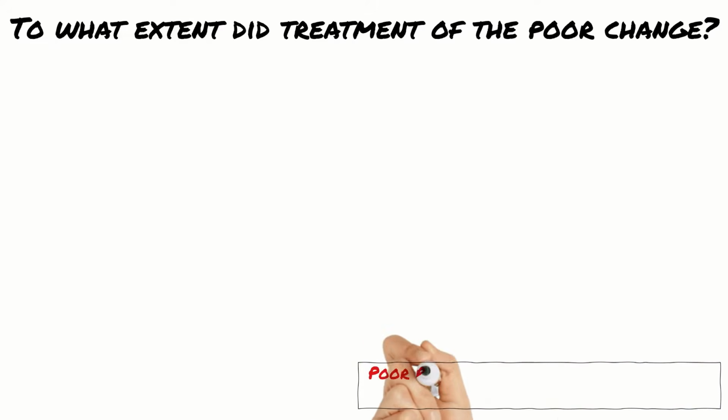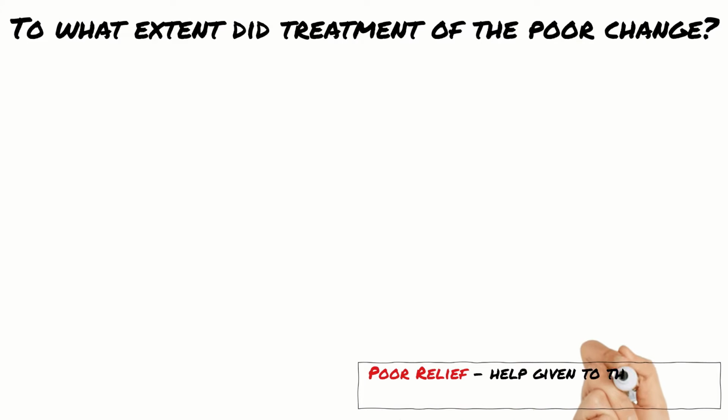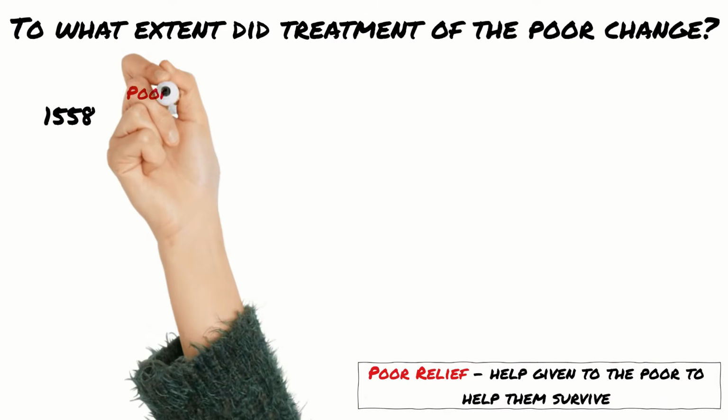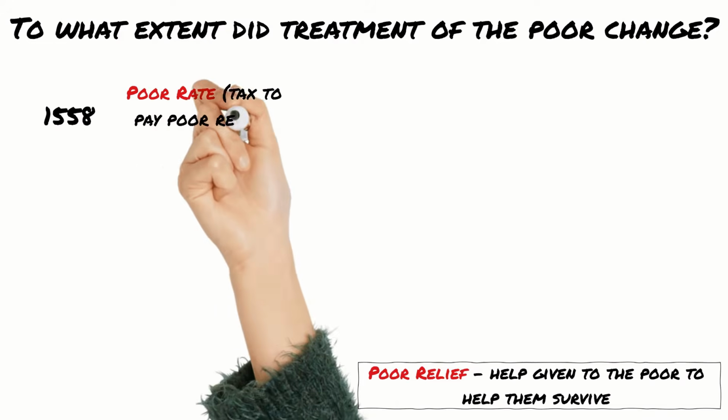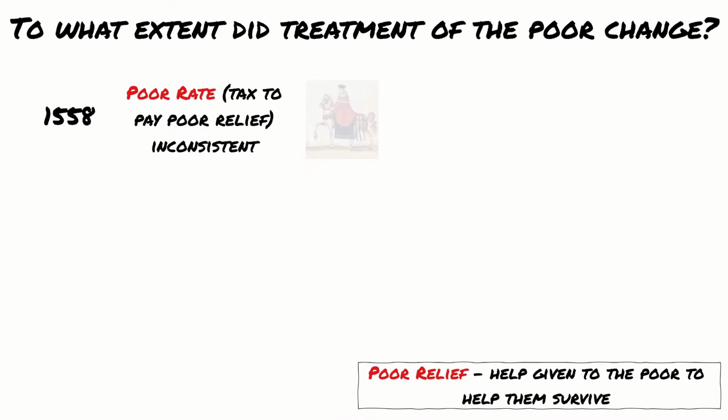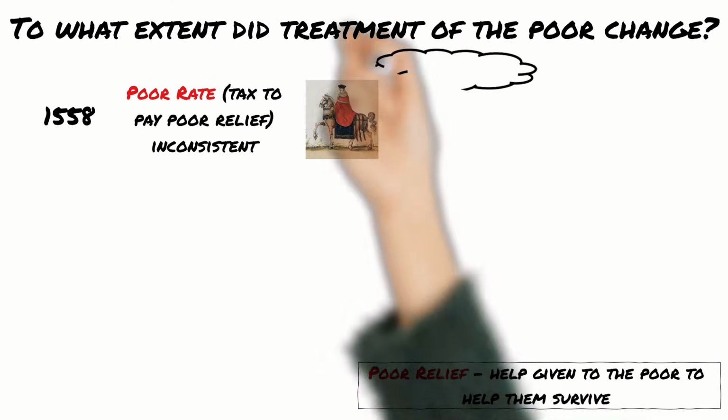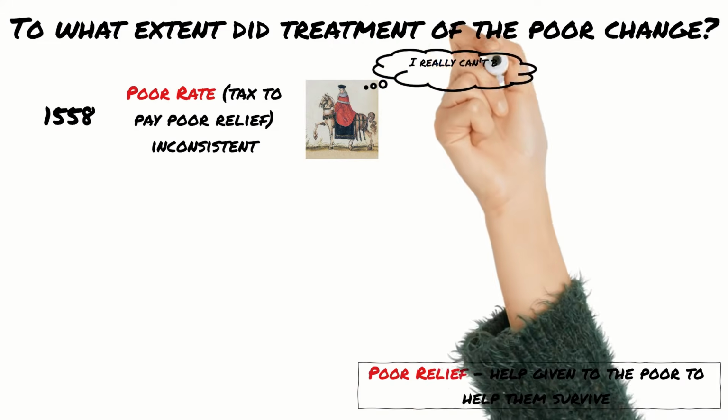I've already mentioned poor relief a number of times, and this was a payment given to the poor. The money was raised by a poor rate, a tax on wealthy people, which they had to pay and was collected by the Justice of the Peace. However, lots of people just avoided the tax, and in some cases, the local Justice of the Peace made no effort to collect the tax. So some areas had no poor relief at all.